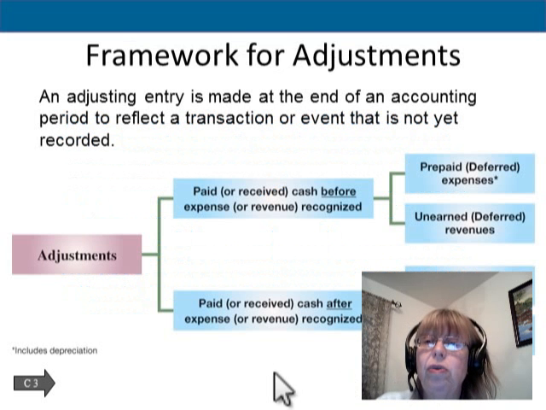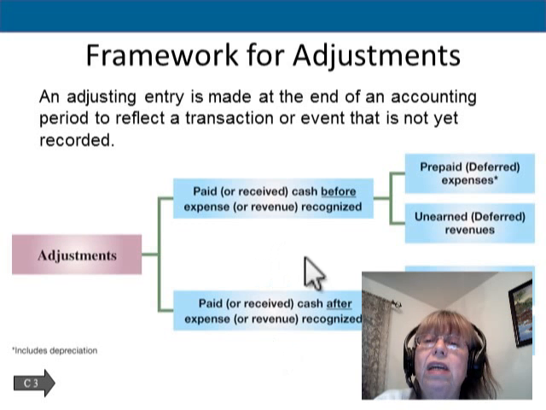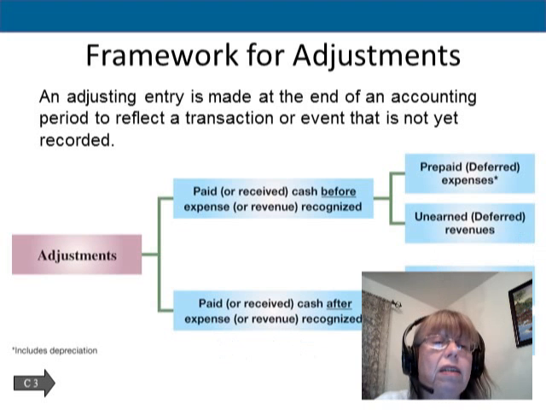This slide shows you the framework for adjustments. There are 4 of them. In reality, they talk about 2 accruals and 2 deferrals. The top 2 are the deferrals, where cash is paid or received before the expense or the revenue is recognized, so you have the deferred expenses and deferred revenues. And the bottom ones that you can't see behind me are accruals, and we will get to those in another set of slides.